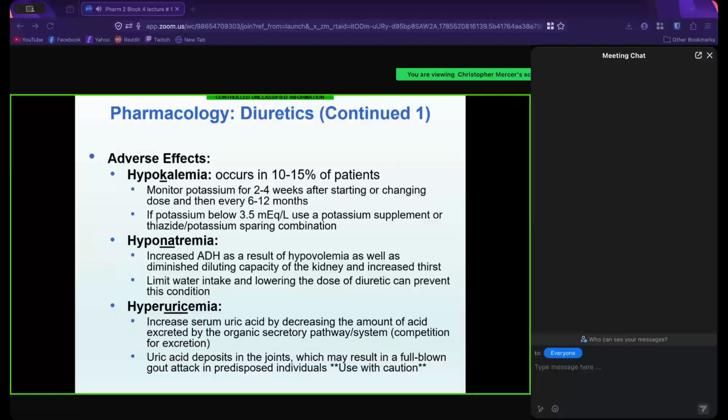Gout can be worsened by thiazide diuretics. Remember that was last test when we taught gout. So you knew the answer because we said, hey, just know it for now. But basically, as it says there at the bottom of your slide, thiazides increase uric acid levels. Why? Because they compete for excretion in the kidney.